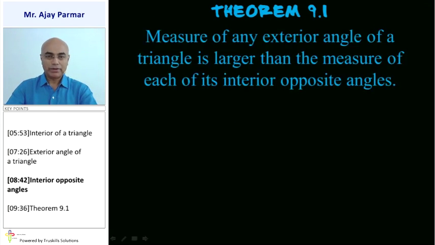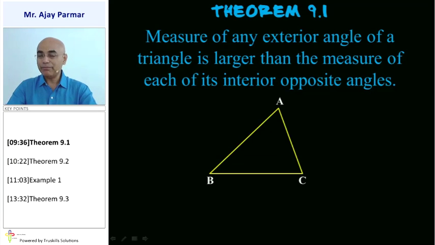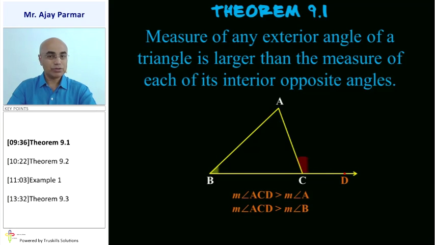Theorem number 9.1. Now that relates with the measure of the exterior angle is always larger than the measure of its interior opposite angles. For example, for triangle ABC, if angle ACD is an exterior angle, then obviously the interior opposite angles are angle A and angle B for angle ACD. Then measure angle ACD will be greater than measure angle A, and also measure angle ACD will be greater than measure angle B. So theorem number 9.1 states that the measure of the exterior angle is always greater than the interior opposite angles.